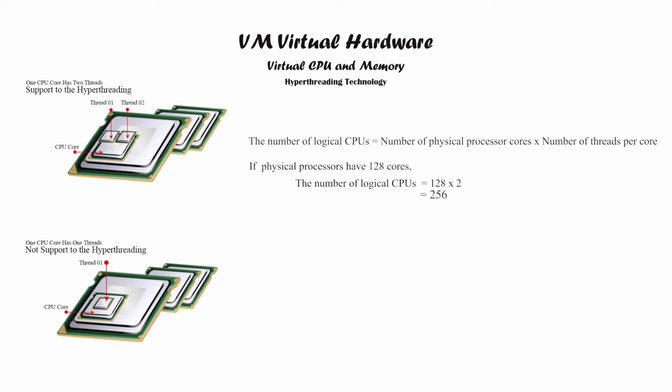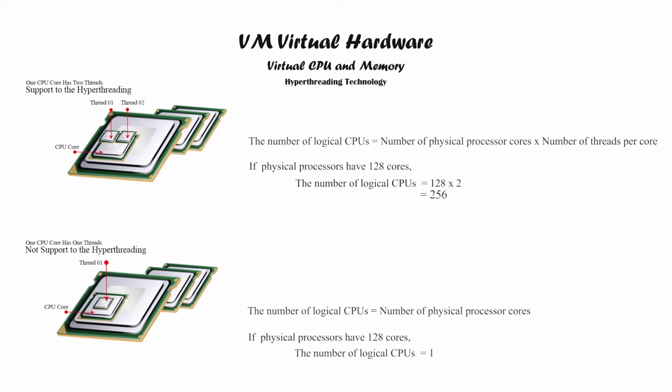If hyperthreading is disabled, the number of logical CPUs is equal to the number of physical processor cores. If the physical processors have 128 cores, the number of logical CPUs is equal to 128, because one CPU core has one thread.